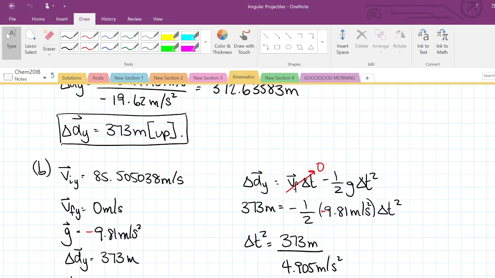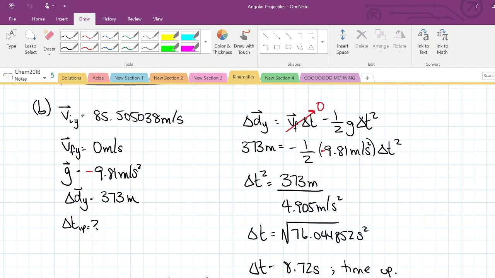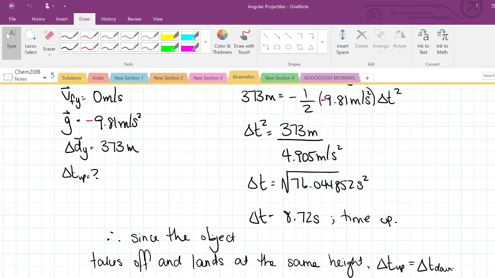I chose to use this formula only because my velocity final was 0 meters per second, and so I can just take this term here out of the equation. And that leaves me with 373 meters is equal to negative half times negative 9.81 meters per second squared times time squared. If I rearrange my formula, take the square root, I get that the time up is 8.72 seconds. Now that's a time for the knight to travel to its max height.